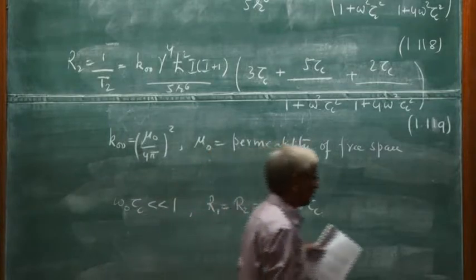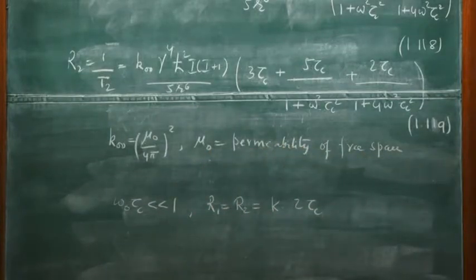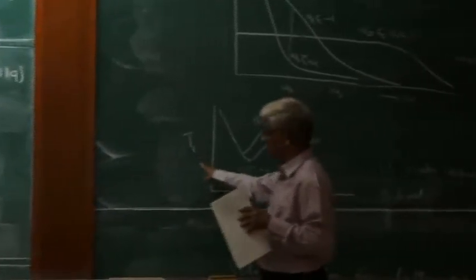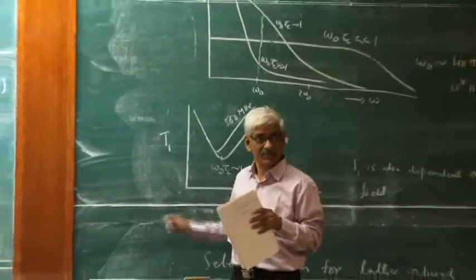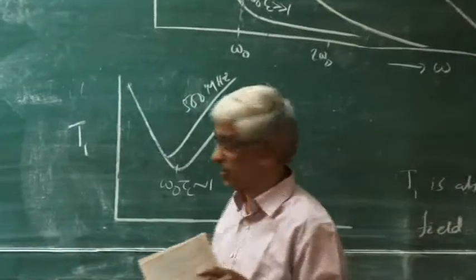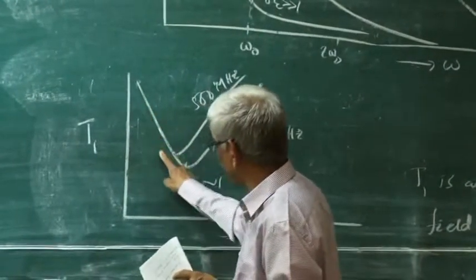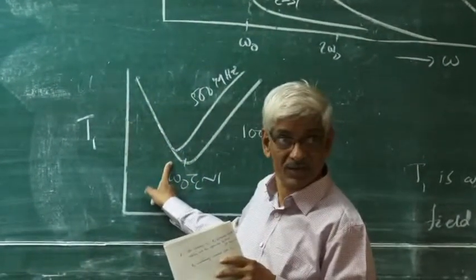And that is this part of the curve. So if I were to plot the T1, T2 also here, then it will also follow the same path here until here.